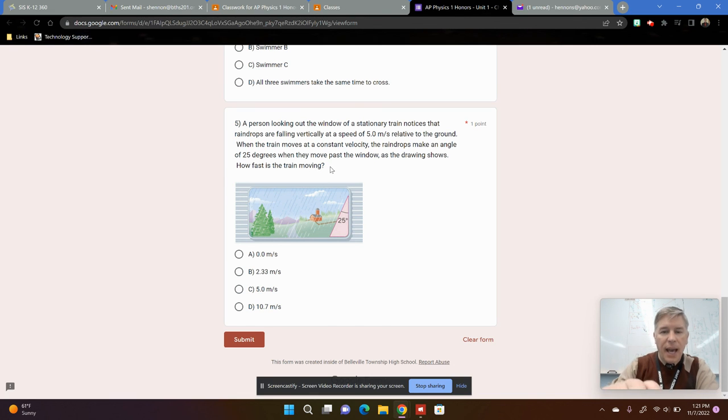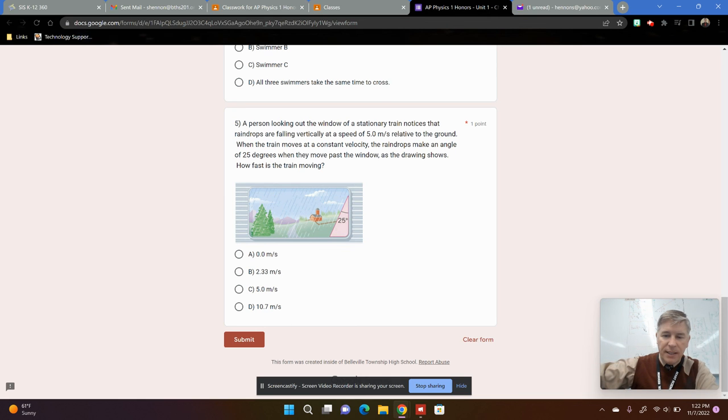So if you notice, they show this with the water going diagonally like this. Well, I know straight down is 5 meters per second. We want to figure out the velocity of the train. But actually what we're getting is the velocity of the raindrops relative to the train, but we want to know how fast the train is going relative to the raindrops. So we want the reverse of it. But really, all you got to do is find the horizontal component of this little triangle.